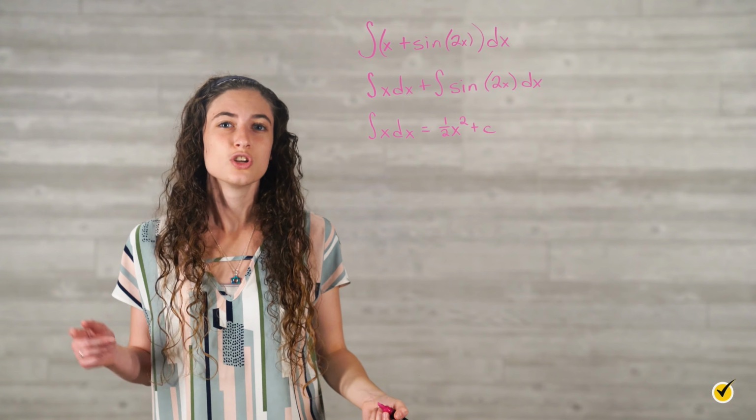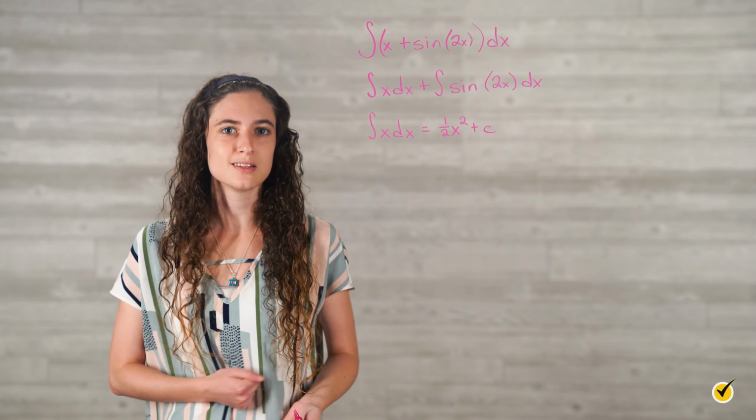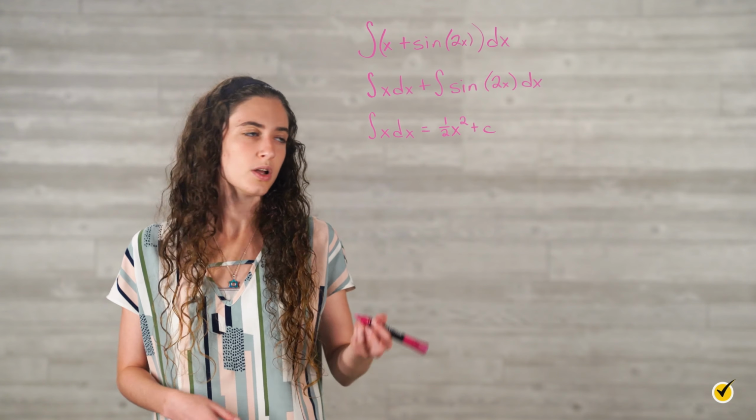For the second integral, notice that the derivative of 2x is 2, which is a scalar multiple of the implied 1 in front of the sine function. Because of this relationship, we can apply u-substitution to solve the second integral. The integral of sine 2x becomes the integral of 1/2 sine of u.